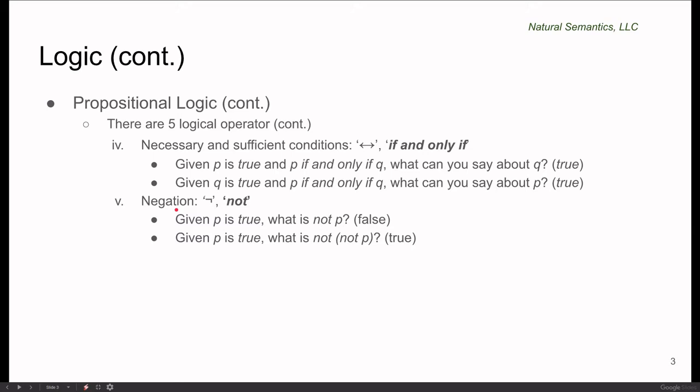The fifth and final operator is negation, sometimes written as this little sideways L or angle, and represented by the English word not, which is what we will use in our controlled English. So given P is true, what is not P? Not P is false. Given that P is false, what is not P? It's true, because not of the false is true. So not just changes a false into a true and a true into a false.